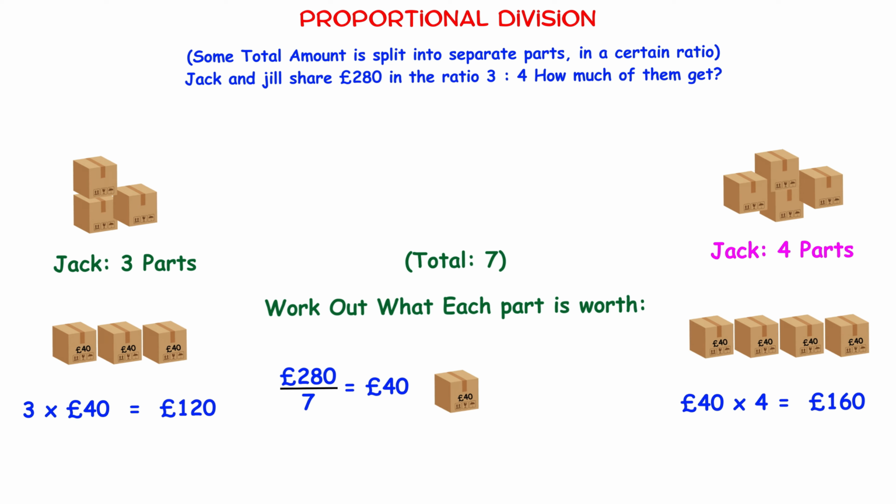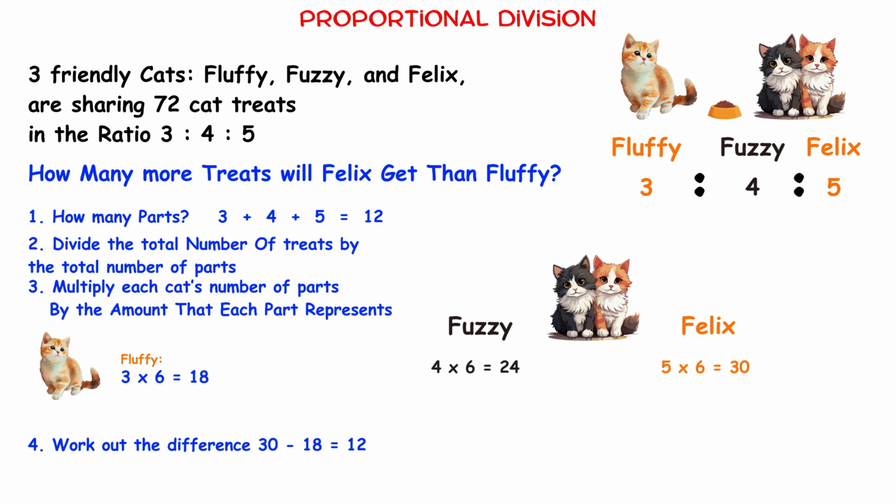Let's have a go at a slightly harder question this time. 3 friendly cats, Fluffy, Fuzzy, and Felix, are sharing 72 cat treats in a ratio of 3:4:5. How many more treats will Felix get than Fluffy? So for this one, the first thing we need to do is find out how many parts 72 is being divided into, so we do 3 plus 4 plus 5 to get a total of 12 parts.